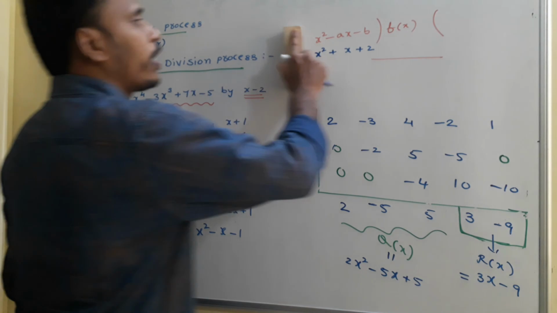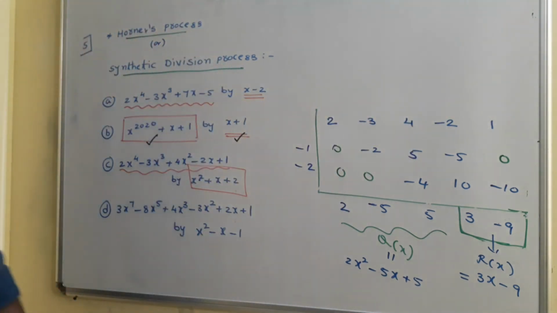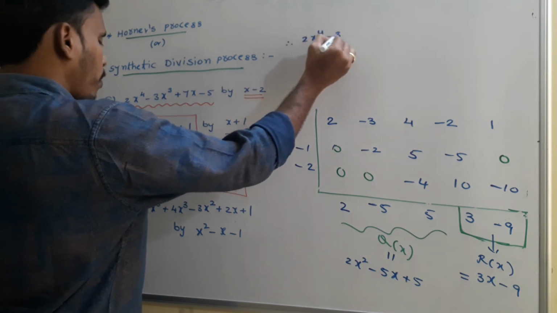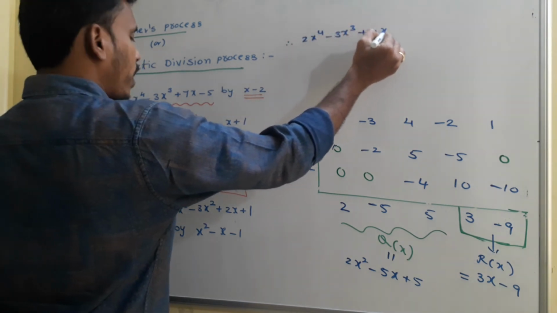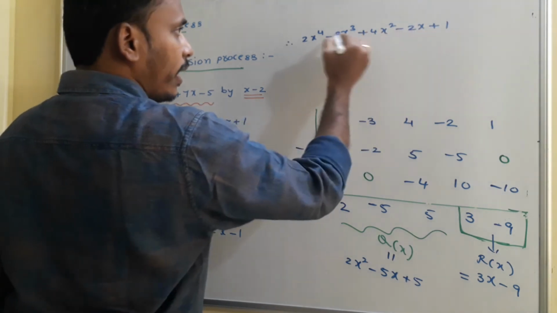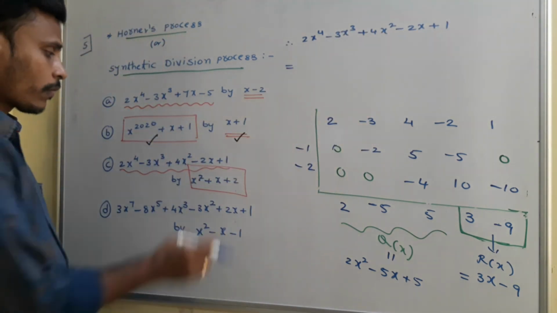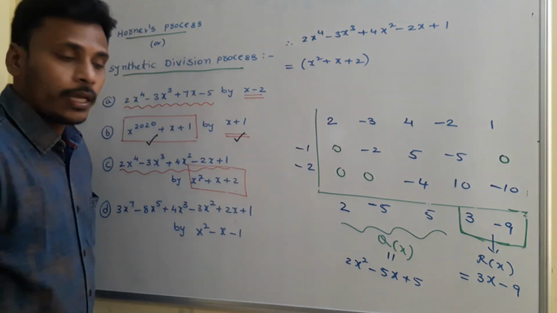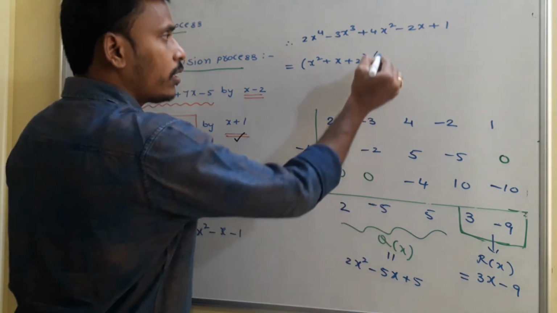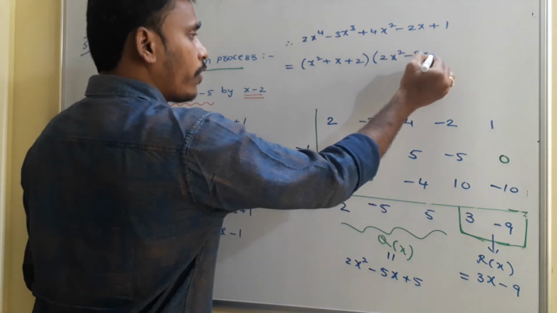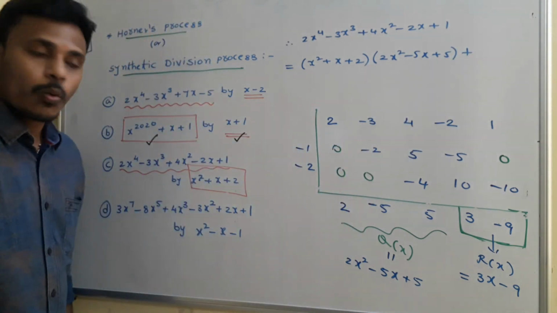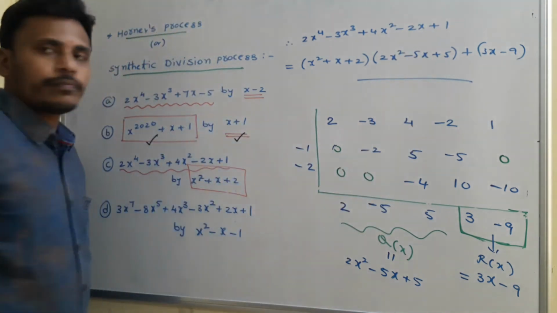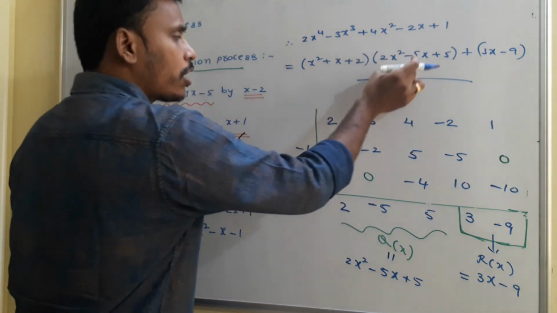Again, as we discussed in the previous cases, at the end we have dividend, divisor, quotient and remainder. Therefore, I will write it like this. 2x power 4 minus 3x cube plus 4x square minus 2x plus 1, the dividend, is equal to the divisor. What is the divisor? X square plus x plus 2 is the divisor, into the quotient. What is the quotient? This 2x square minus 5x plus 5, plus the remainder. What is the remainder? 3x minus 9. So these two are equal. So this is divisor, this is quotient and that is remainder.